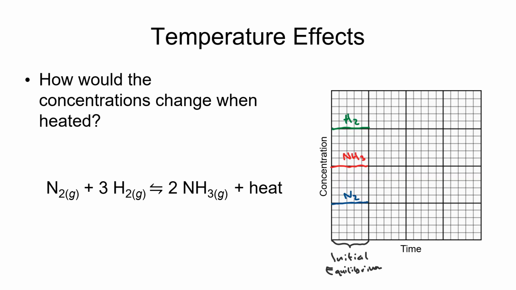Alrighty, so let's use what we've learned to make a prediction here. How would the concentrations change when heated? When heated, this reaction is going the direction that absorbs heat, which would be to the left there, which means our NH3 concentration should decrease, and then our hydrogen concentration should increase, and then the nitrogen concentration should increase as well. You have to say it that way. Okay, that's the effect of temperature.